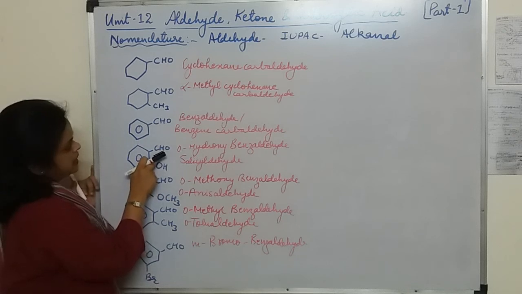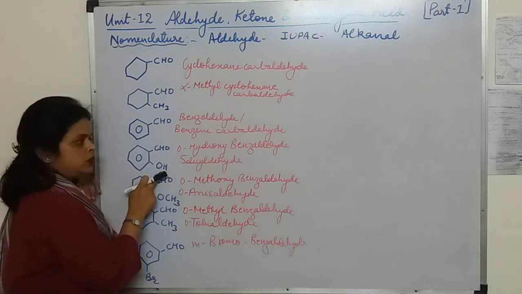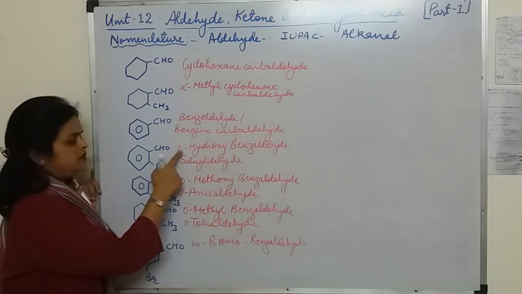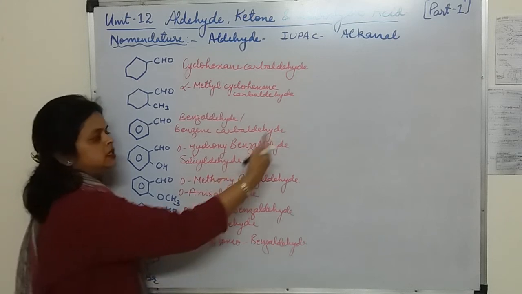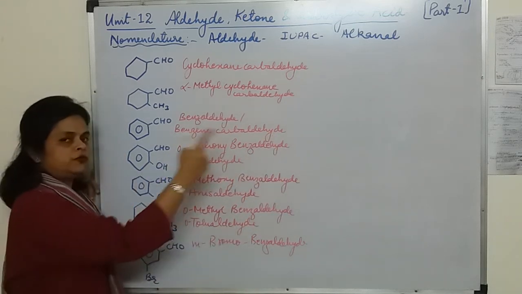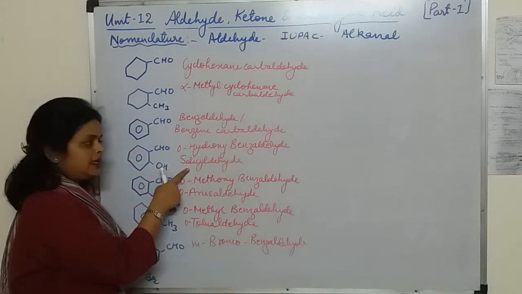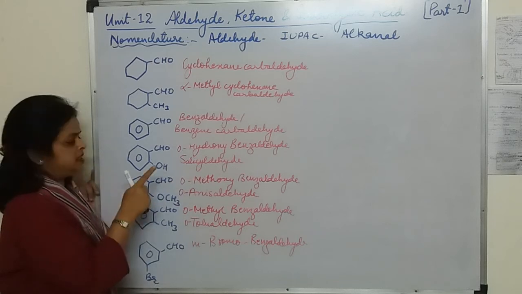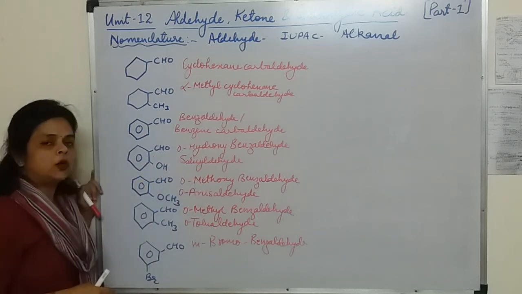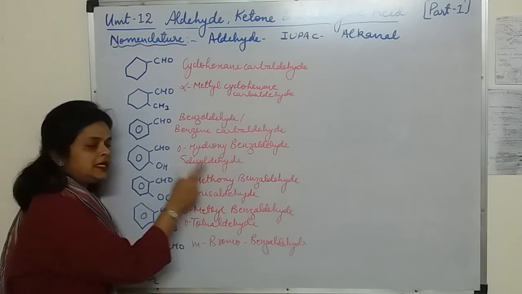Now when this benzaldehyde has an OH group at its ortho position, that is orthohydroxy benzaldehyde. Here we write orthohydroxy benzaldehyde, but when you write the IUPAC name, you will use 2 instead of ortho. It is also called salicylaldehyde. Students, when it has a COOH group and an OH group at the ortho position, that is called salicylic acid, and here it is called salicylaldehyde.